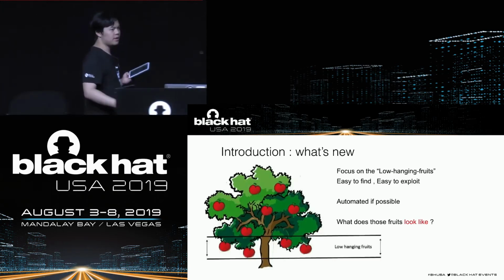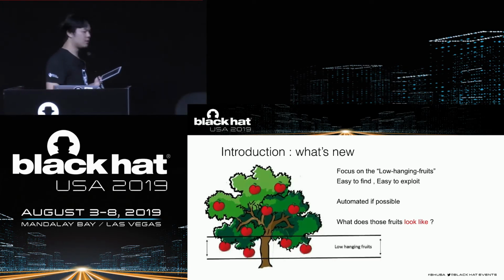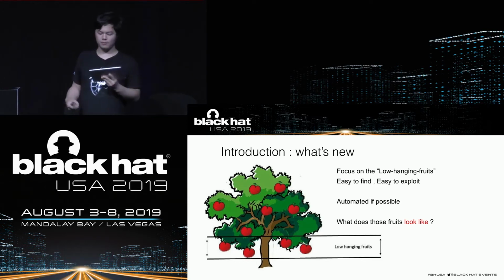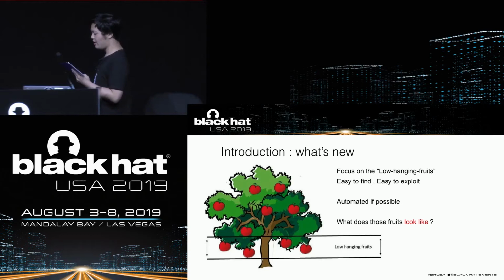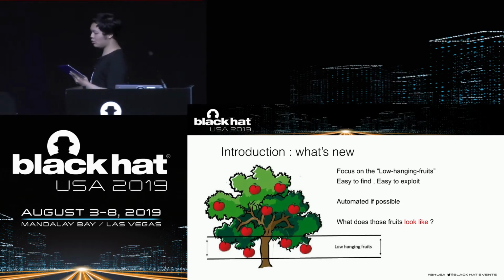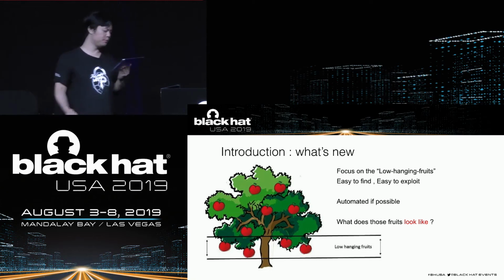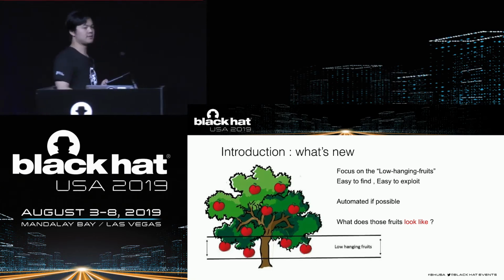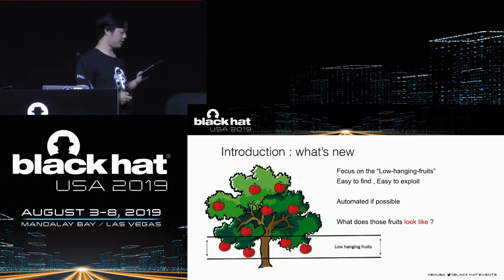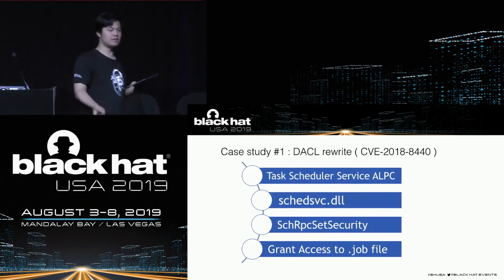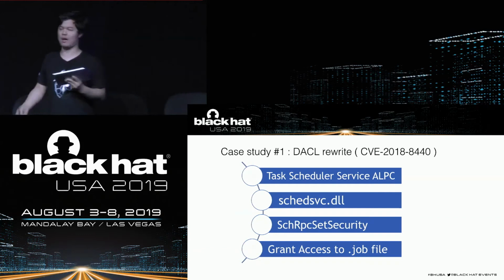So what I want to say is, have you ever considered the low-hanging fruits? What are low-hanging fruit bugs? That is to say, they are easy to find and easy to exploit, and we could automate them if possible. And what do these fruits look like? So we'll do some case studies based on historical bugs.